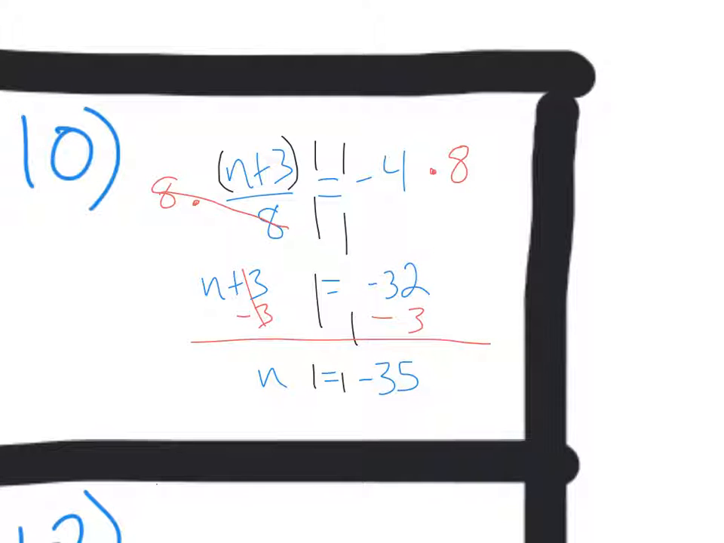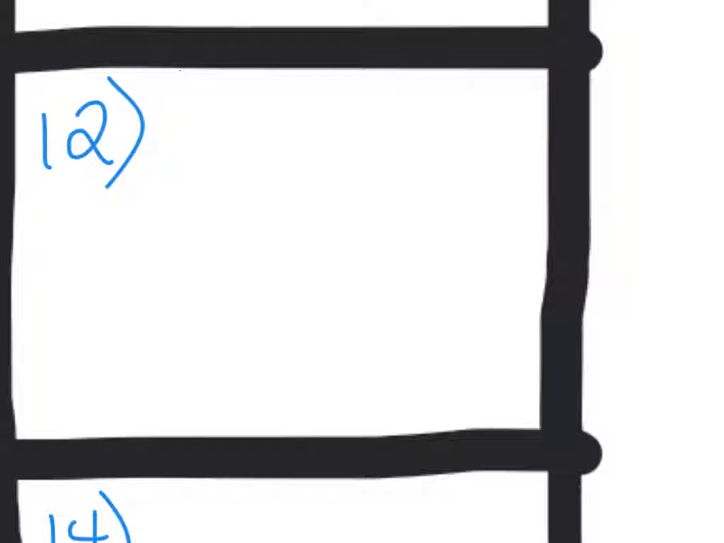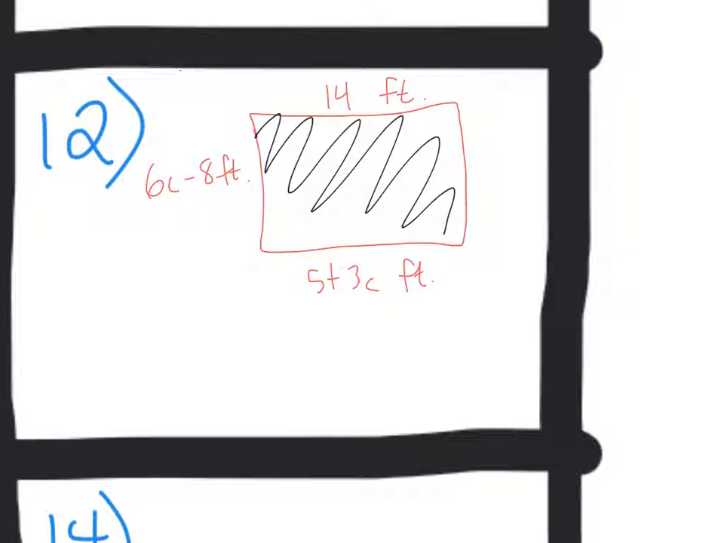Let's talk about number 12 really quick. This was a challenge problem. You've got this square thing going on right here, and it's 14 feet. And then they give you 5 plus 3c feet. And then they've got 6c minus 8 feet. Okay, and they want to know how many square feet should he order. Basically, I need to find the area. I need to find the area of this thing.